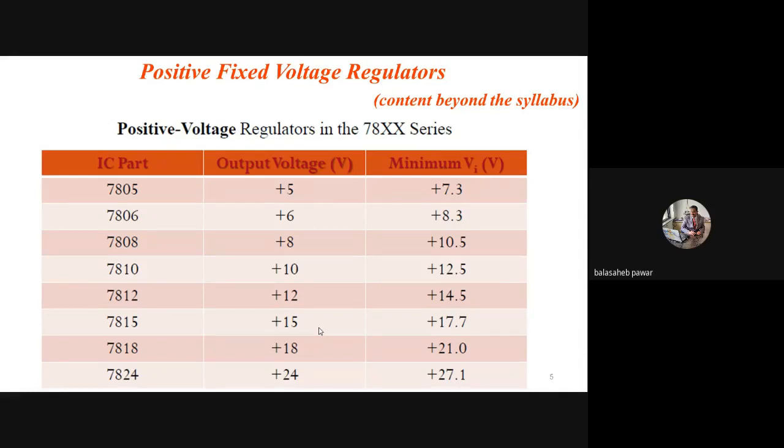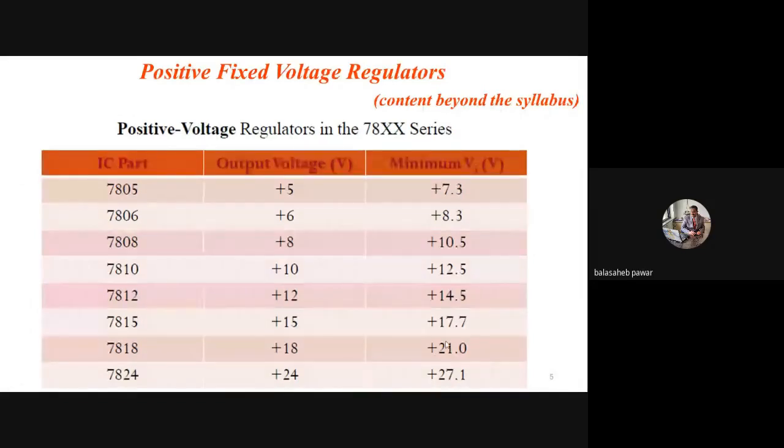I will take one example. The last example I will consider is 7824, right? For 7824, according to this number, we know the output will be positive, and it will be 24 volts regulated. The minimum input requirement is given by the manufacturer as 27.1 volts, and the maximum, as I already mentioned, is 37 volts.